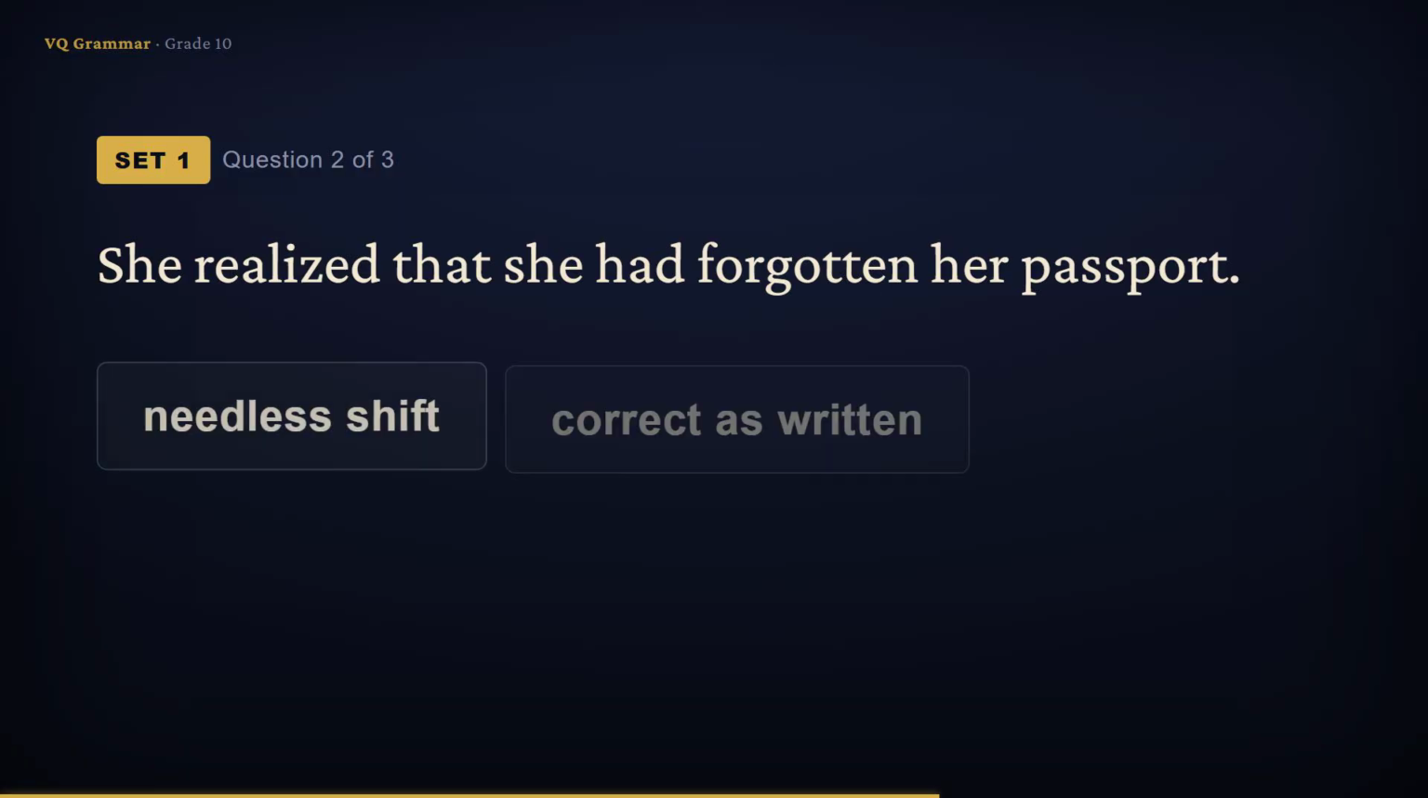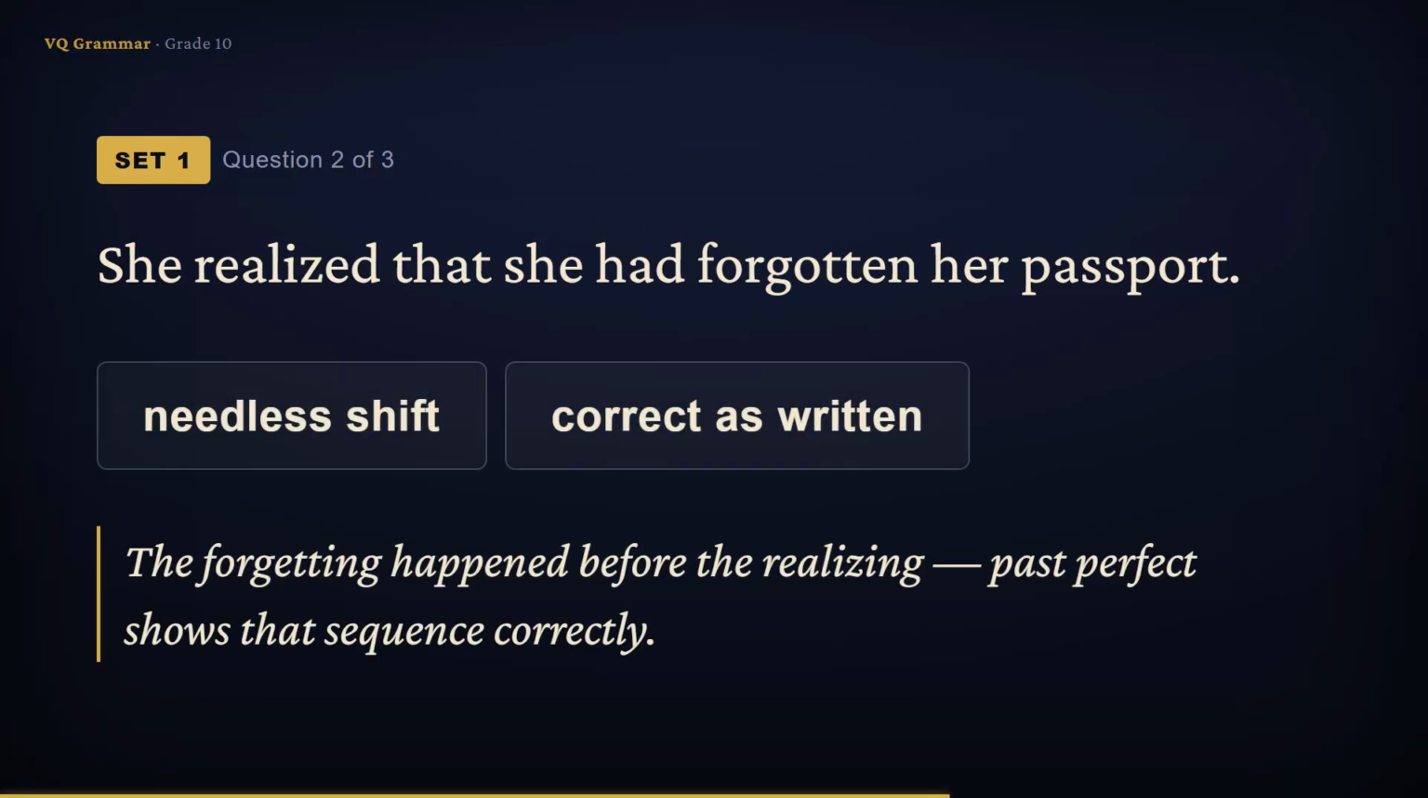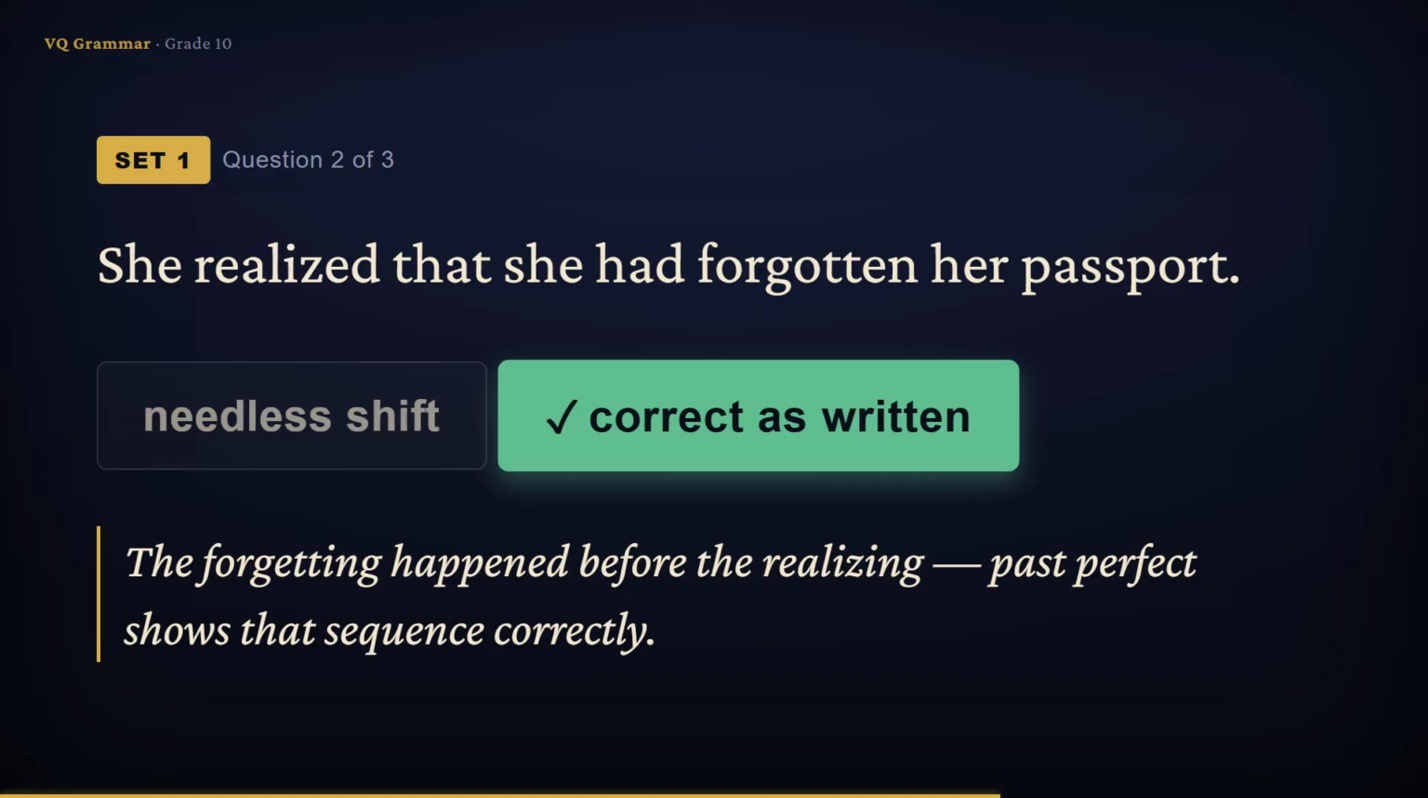She realized that she had forgotten her passport. The verbs are realized and had forgotten. Ask when. Did she forget and realize at the same instant? No, the forgetting came first and the realizing came after. The past perfect, had forgotten, marks the earlier event exactly the way it should. So this sentence is correct as written.